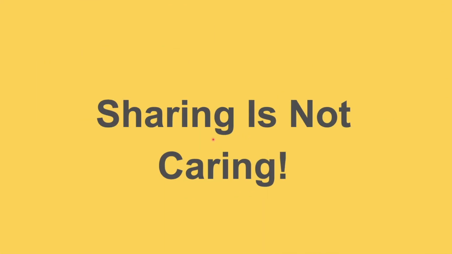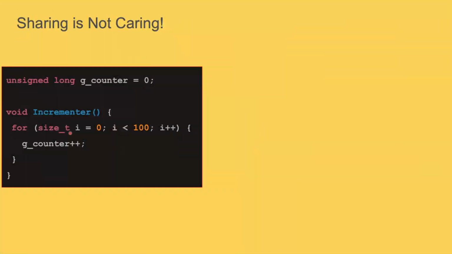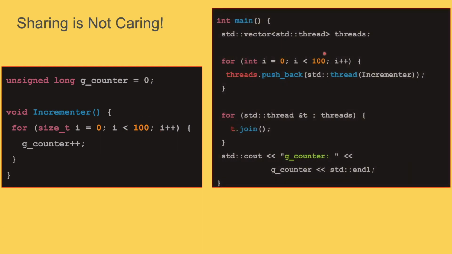Let's start by a quick review of the problem of having shared variables. So imagine I have a function that increments a shared global variable 100 times, and then I run this function in parallel between 100 threads. So 100 threads, 100 copies of this function get executed at the same time. They all want to read, increment, and write into G counter, and then afterwards we print the value.